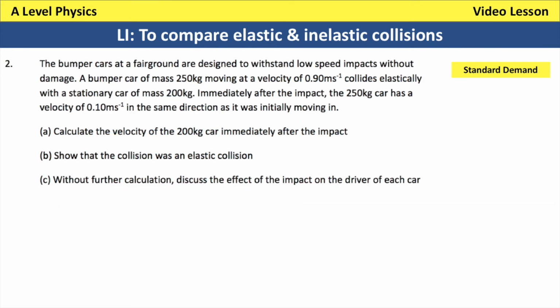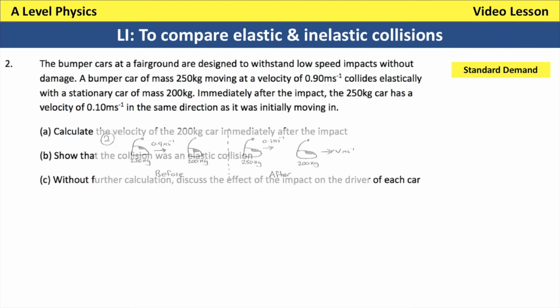Question 2. The bumper cars at a fairground are designed to withstand low speed impacts without damage. A bumper car of mass 250 kilograms moving at a velocity of 0.9 meters per second collides elastically with a stationary car of mass 200 kilograms. Immediately after the impact, the 250 kilogram car has a velocity of 0.1 meters per second in the same direction that it was initially moving in. Then for part A, I've been asked to calculate the velocity of the 200 kilogram car immediately after the impact.